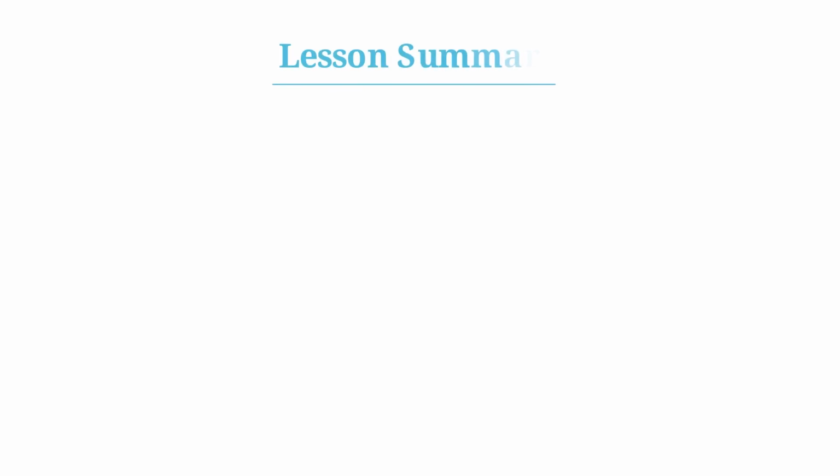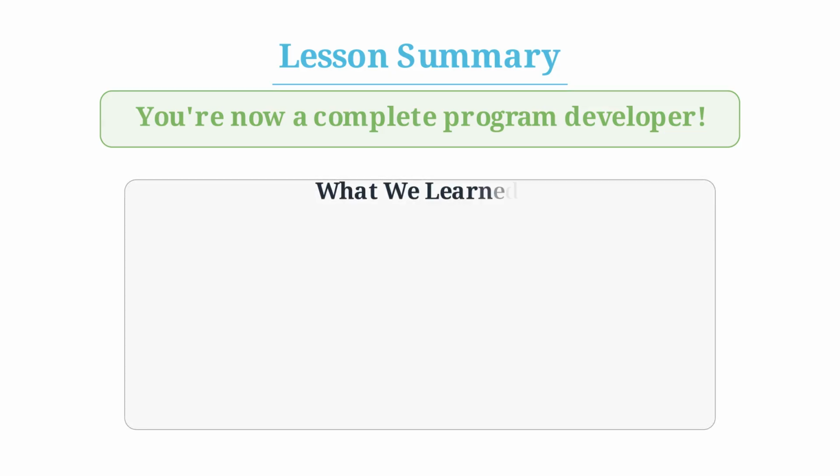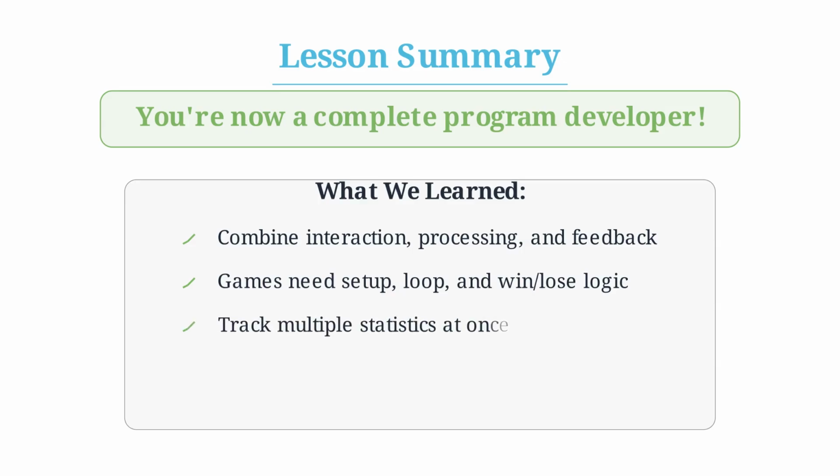Outstanding achievement. You've become a complete program developer. We learned that professional applications seamlessly combine user interaction, data processing, and helpful feedback. Games require careful setup, engaging game loops, clear win-lose conditions, and strategic user guidance. Data analysis means tracking multiple statistics while providing insights, and real developers build incrementally with frequent testing.